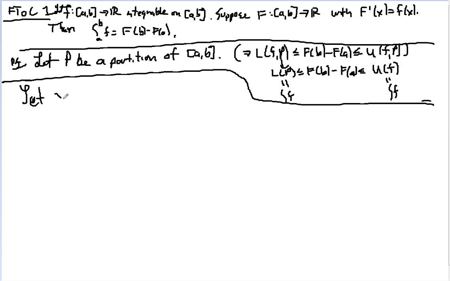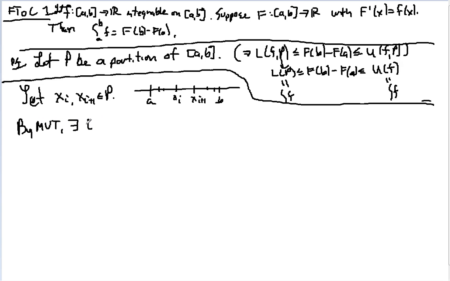So we're going to let x_i and x_{i+1} belong to P. So these are adjacent. Here's a, here's b, here's x_i, here's x_{i+1}. There might be other things in the partition, but there are none in between there. Well, we can use, by the mean value theorem, there exists a t_i belonging to (x_i, x_{i+1}).